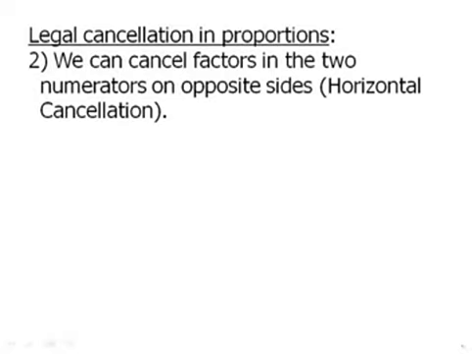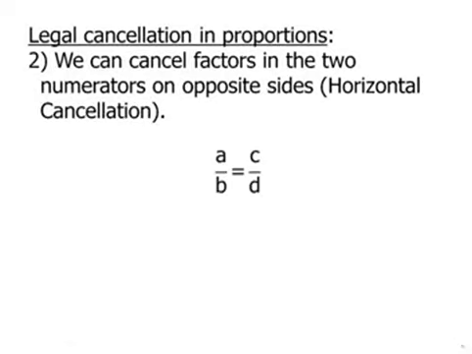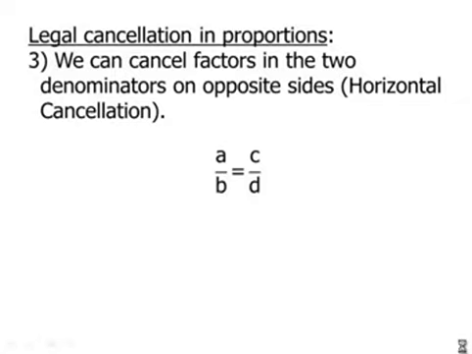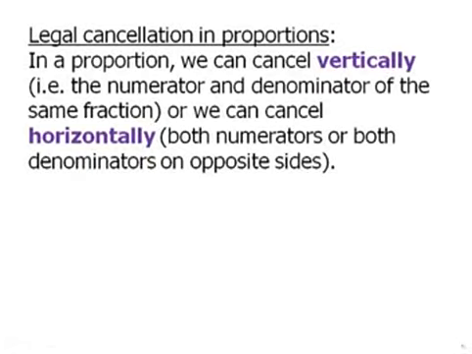We can cancel factors in the two numerators on the opposite sides. So for example, if A and C have a common factor, we can cancel across that way. Essentially what we're doing is dividing both sides of the equation by the same number. That's always perfectly legal. Another type of horizontal cancellation, we can cancel factors in the two denominators on opposite sides. So B and D have a common factor. We can cancel there. So there's vertical cancellation on each side, and then two types of horizontal cancellation, and all of these are legal. So we can summarize. In a proportion, we can cancel vertically, numerator and denominator of the same fraction, or we can cancel horizontally, both numerators or both denominators on opposite sides. So all that is what is legal to do.